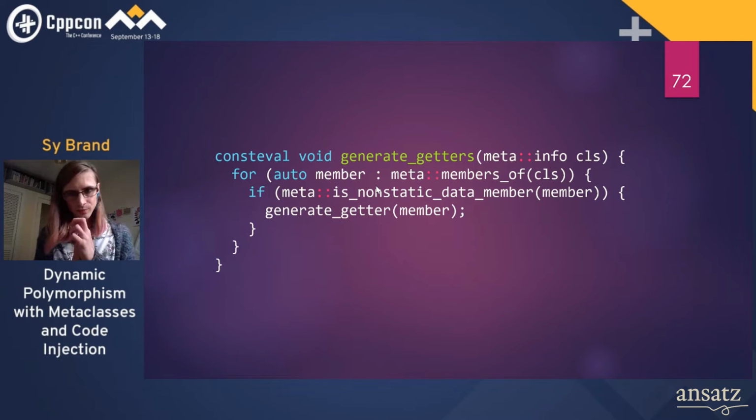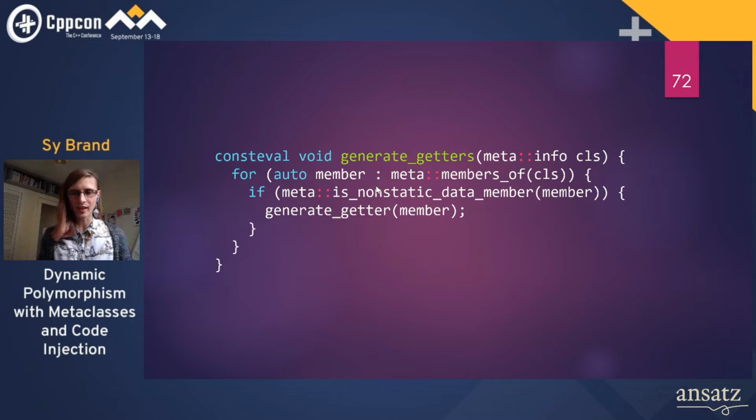Looks something like this. Take some meta info. Meta info is the type which reflects or returns the representation of our reflection information. And then we loop over all of the members. If that member is a non-static data member, then we're going to generate a getter for it. All right, looping over the members, generating getters for every non-static data member.